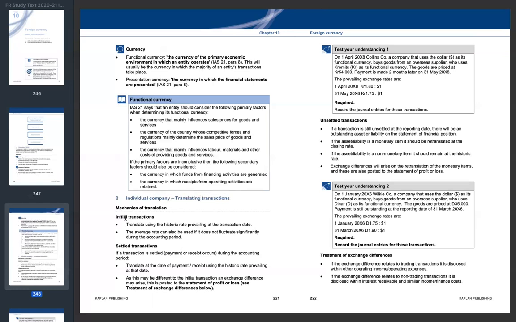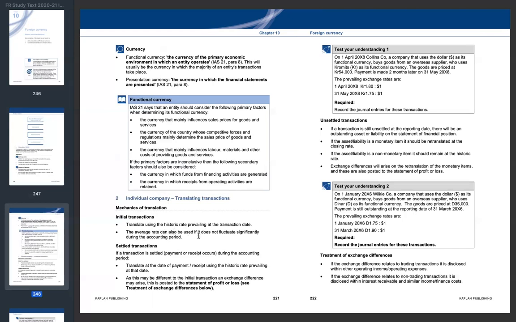So first is the initial transaction. As I told you all, me purchasing a commodity on credit from the US or from any other country, maybe the UK. The first transaction is me purchasing the commodity, so that is my initial transaction. Now translate using the historic rate prevailing at the transaction date. So what is the rate that is supposed to be used? Historic rate, that we also read earlier, is the rate at the date of the initial transaction.